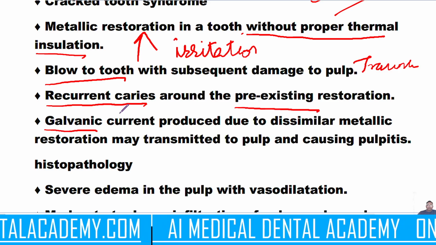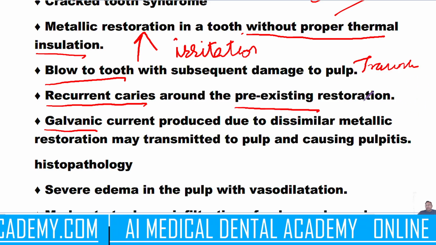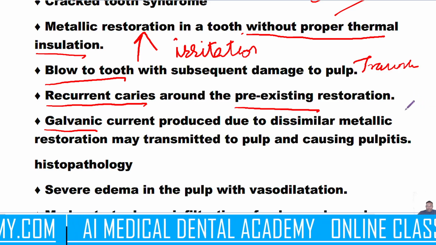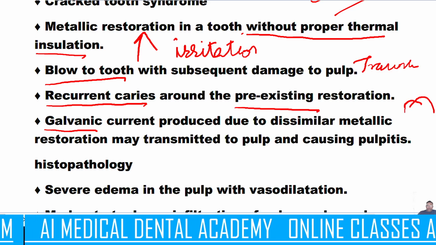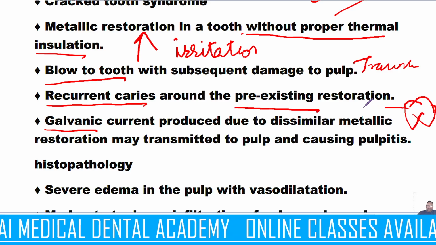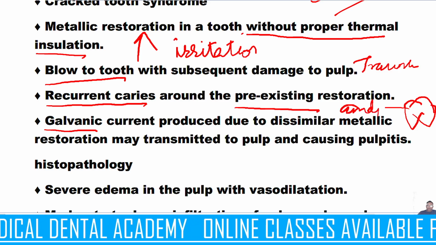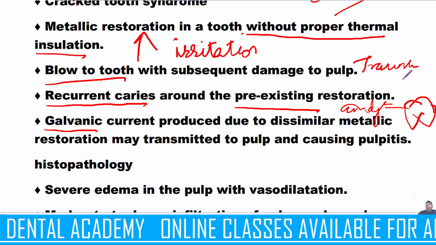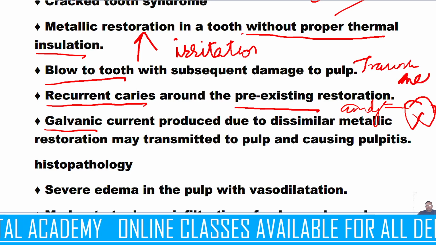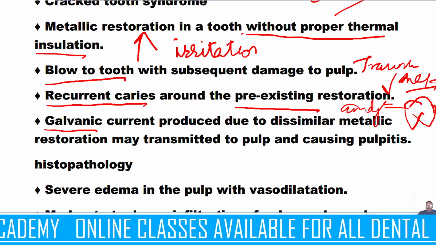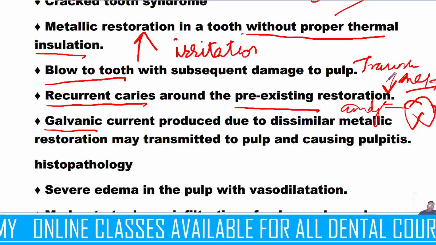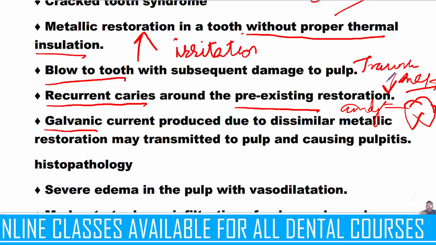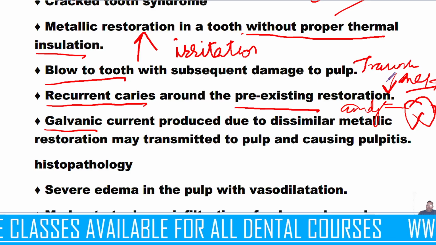Then galvanism. For example, in your oral cavity, one tooth is having an amalgam restoration. Another tooth is having another metal restoration. So different metals will have galvanism, exchange of ions will be there, and due to this there are chances that pulpitis will be there.